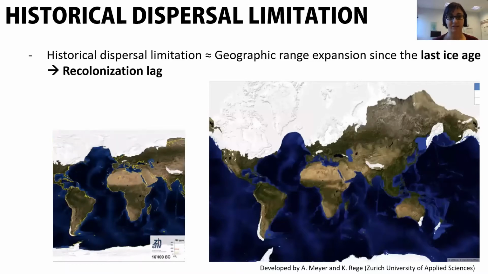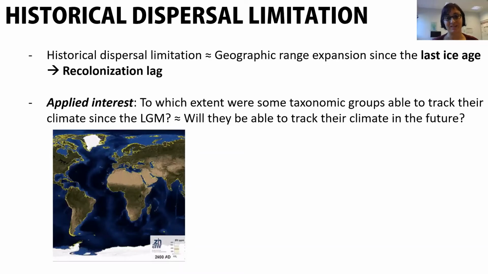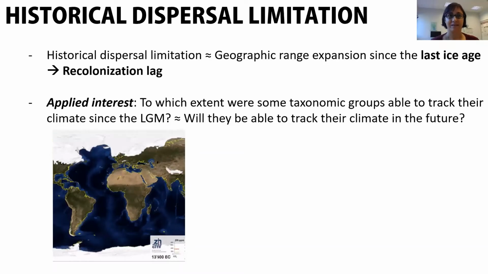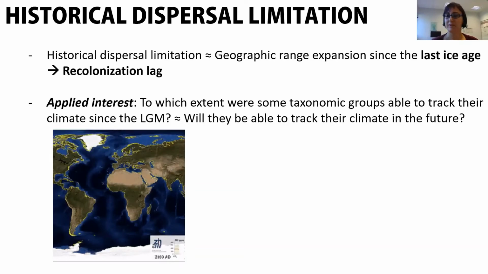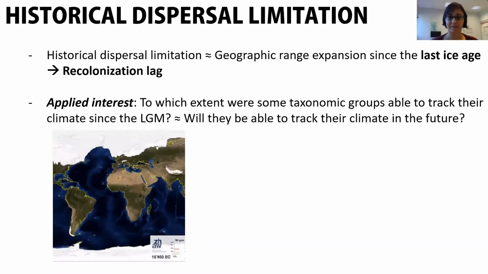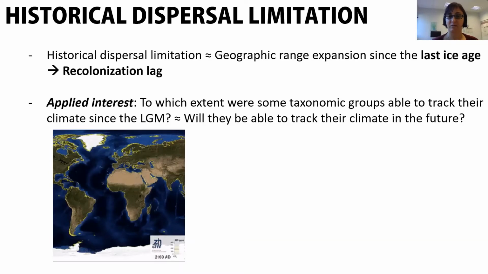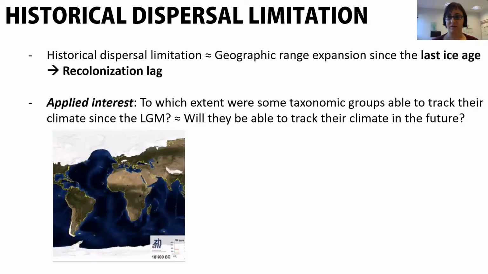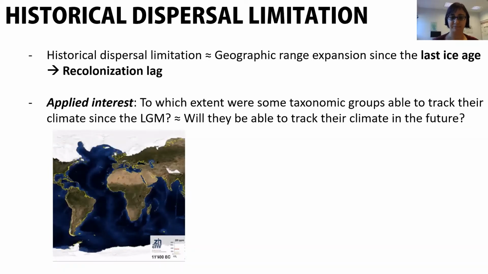So we are interested in this recolonization lag. Why are we interested? Well, because it's interesting per se, but also it has a clear applied interest: we are all wondering what is going to happen with biodiversity in the near future with this climate change, and we have a great natural experiment. So if we understand what has happened in the past, to which extent these species have been able to track their climate, we can make an educated guess about how they will be able to cope with what is coming, right?